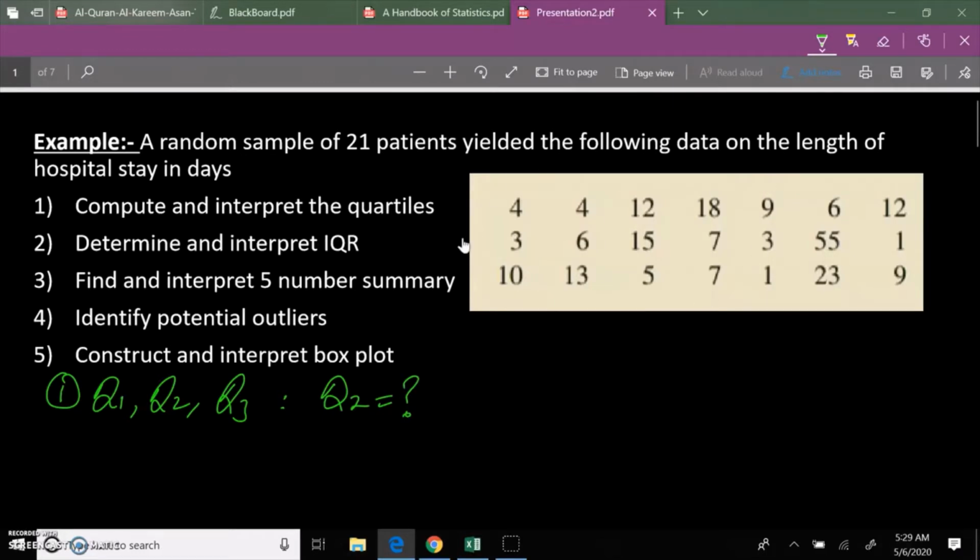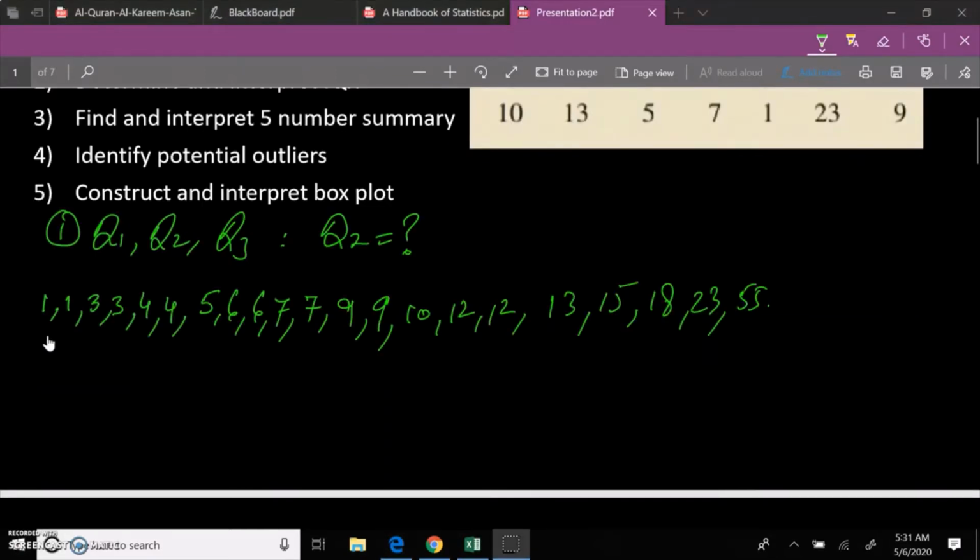And in order to find the median, one needs to arrange this data in increasing order, right? So what I'm going to do now is arrange this data in ascending order. So what I have done here is arrange this data in an increasing order.